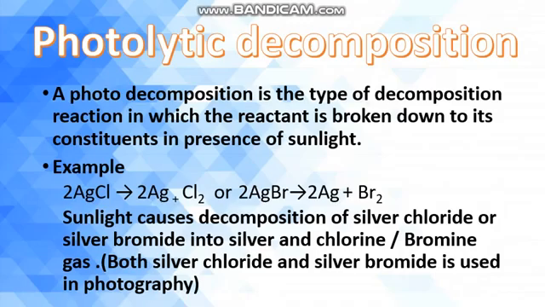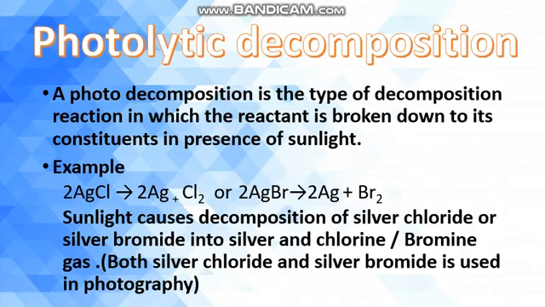Now sunlight causes the decomposition of silver chloride or silver bromide, and it is an important process which is used in photography. Children, this is the reason why all silver compounds are stored in dark colored bottles. Otherwise, if they are stored in transparent bottles, sunlight may enter and they will decompose and the product will be obtained. So our purpose of storing silver chloride and silver bromide will not be attained.